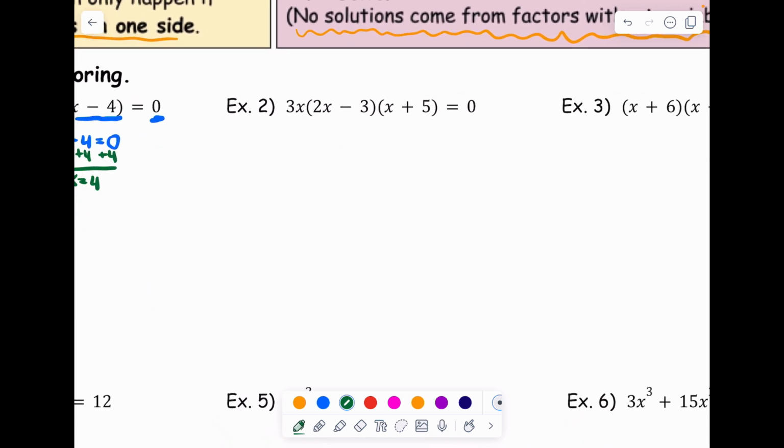Okay, so our next one, we see it has 0 on one side, and everything is factored, and we have 3 factors. Now, notice that if I took these factors and multiplied them, 3x times 2x, and then I multiplied by x, this is going to be 6x cubed, which means this is a cubic, not a quadratic. So we can have more solutions if it's not a quadratic. We could have more.